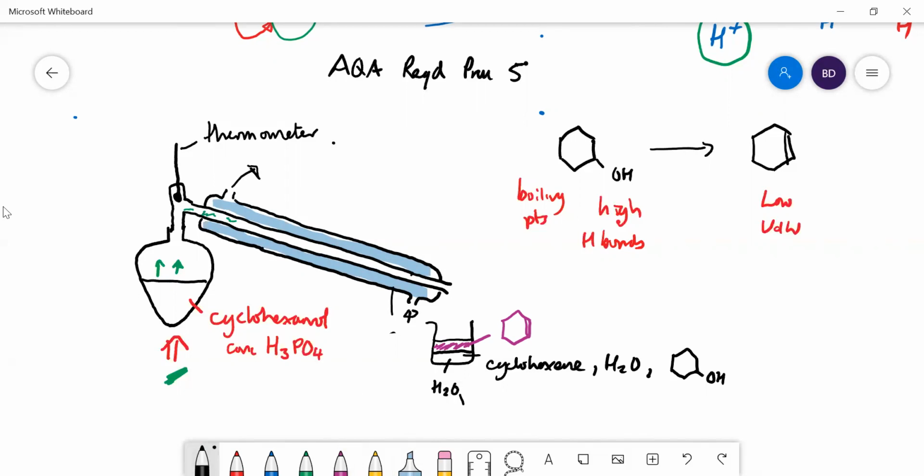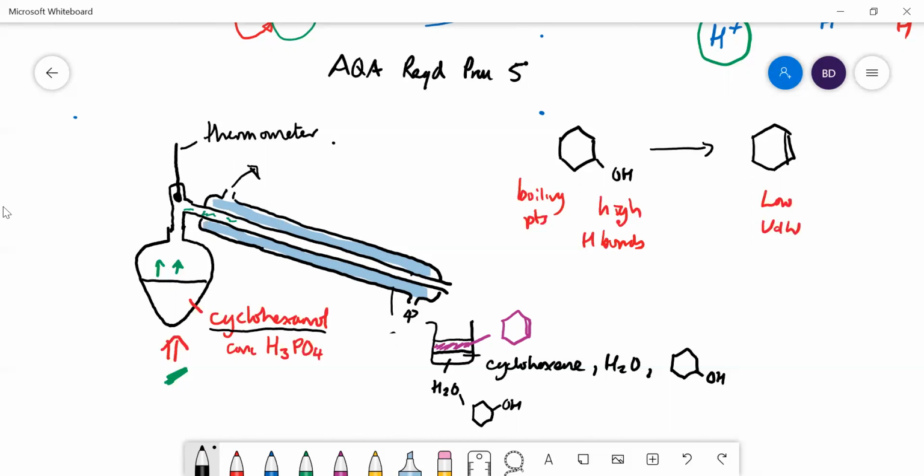Any cyclohexanol that boils over will go in the aqueous layer because that can form hydrogen bonds. So what you've got there is mostly a top layer of cyclohexene and a bottom layer of some cyclohexanol. Some cyclohexanol will evaporate inevitably when you're heating it. So you'll get that there.